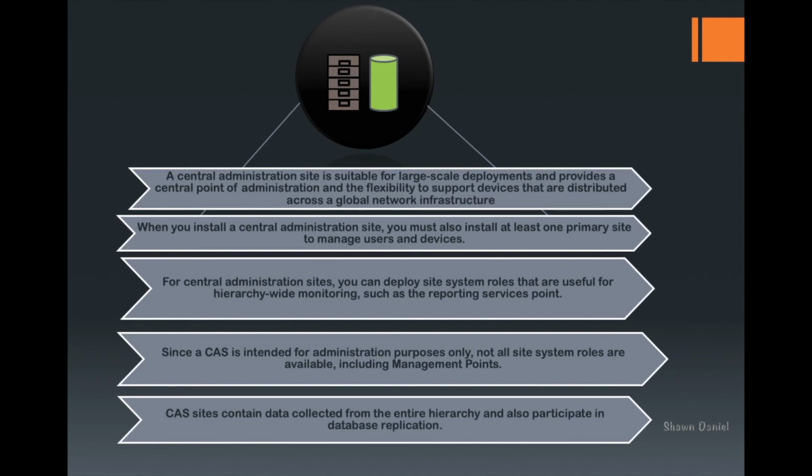For central administration sites, you can deploy site system roles that are useful for hierarchy-wide monitoring, such as reporting services point. Since a CAS is intended for administration purpose, not all site systems are available, including management points. CAS collects data from the entire hierarchy and also participates in database replication.